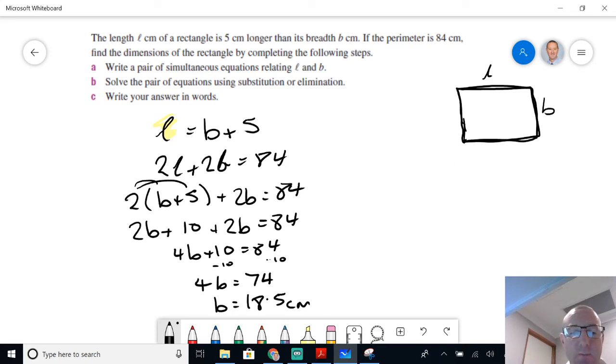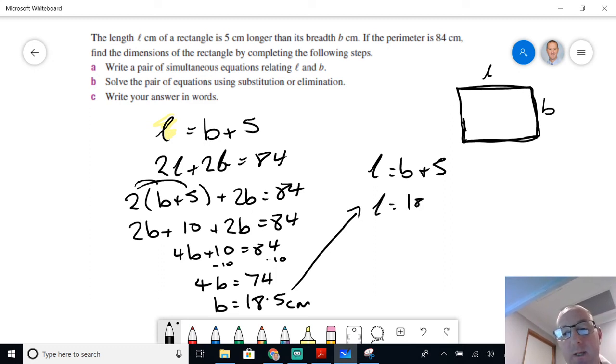Now we can substitute back into our equations. So we know that the length is equal to B plus 5. So that just means that if our length is equal to B plus 5, we can then take our value for B down here and substitute it in. Our length is going to be equal to 18.5 plus 5, which is going to be 23.5 centimeters. So we've now solved our pair of equations using the substitution method.